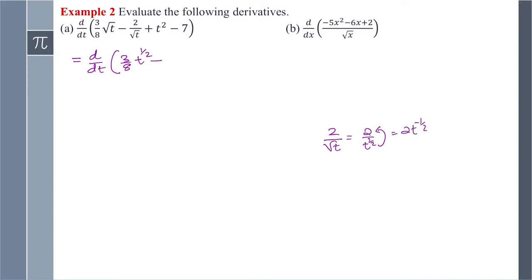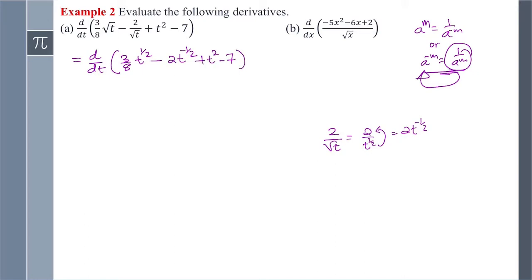So remember this rule: a to the m can be written as 1 over a to the negative m, or a to the negative m can be written as 1 over a to the m. So we are using this rule here. We're going from here to here, okay? So that means this is minus 2t to the negative 1/2 plus t squared minus 7.